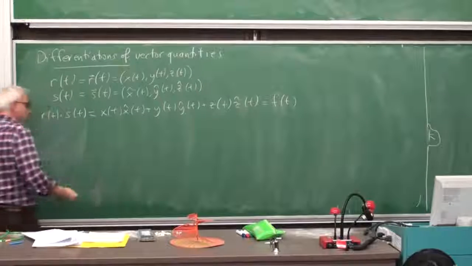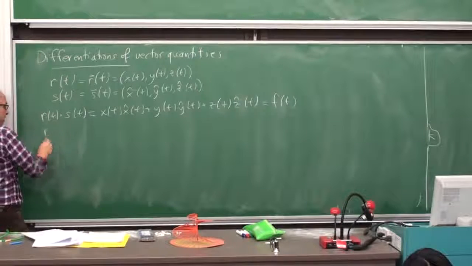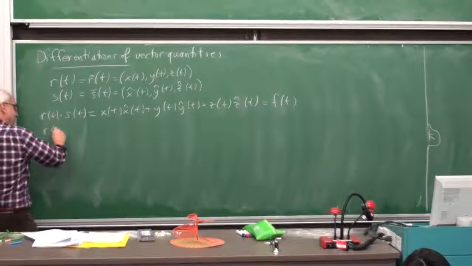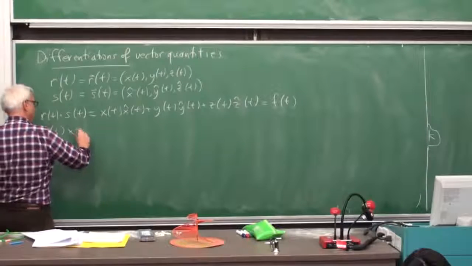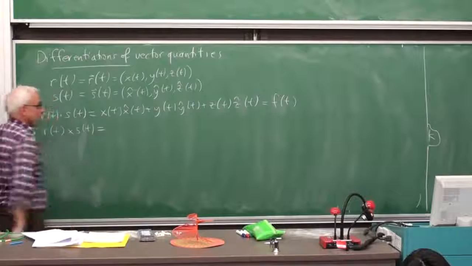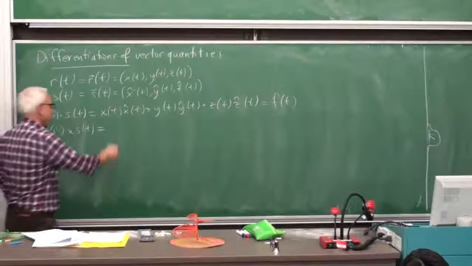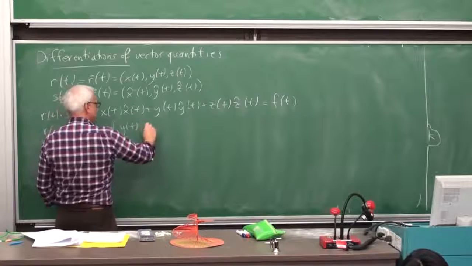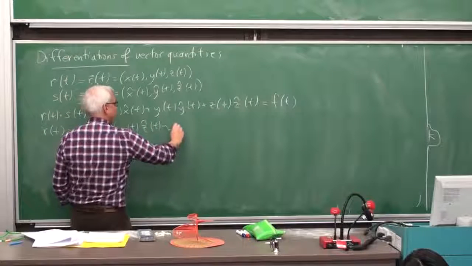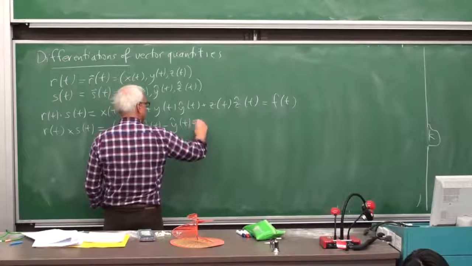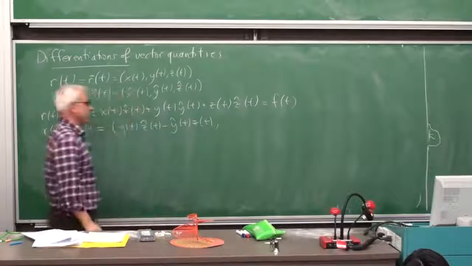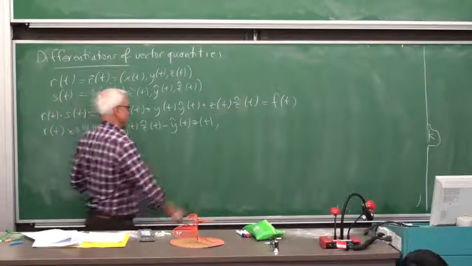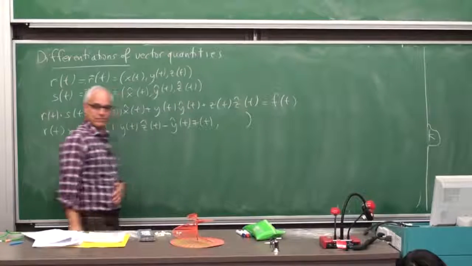And another thing that we can do, of course, is we can take the cross product between these 2 vectors. So r of t cross s of t equals, okay, well, it's a vector, which is going to be y of t, z hat of t, minus y hat of t, z of t. That'll be the first component. And then the other one's sort of permuted in the usual fashion. Okay, maybe I won't write it down.